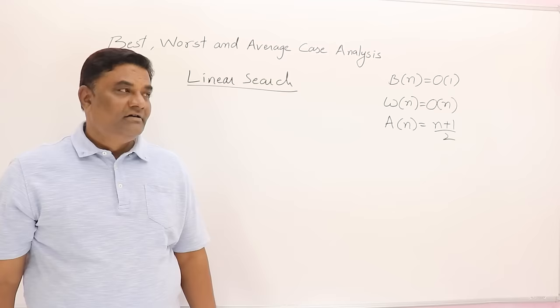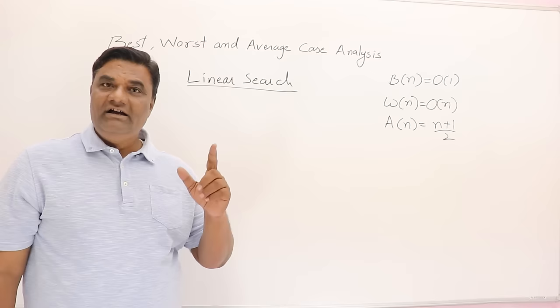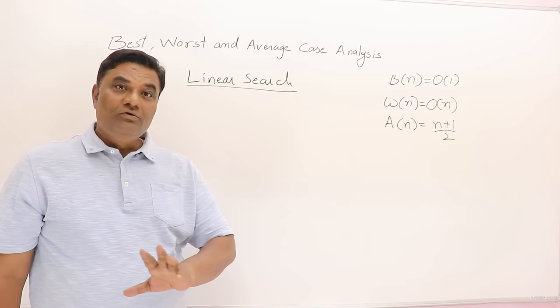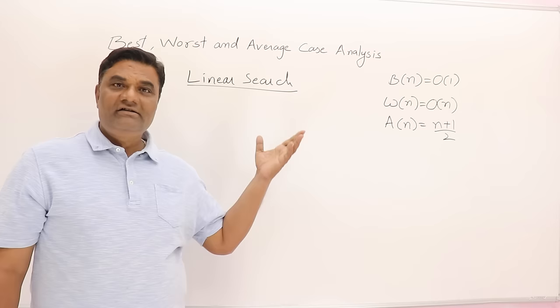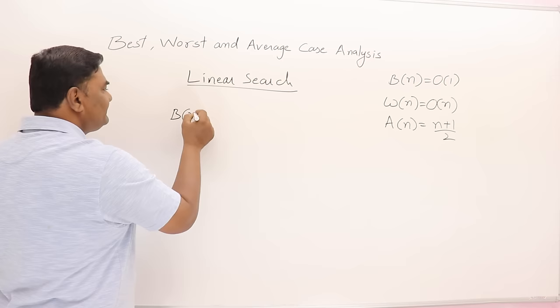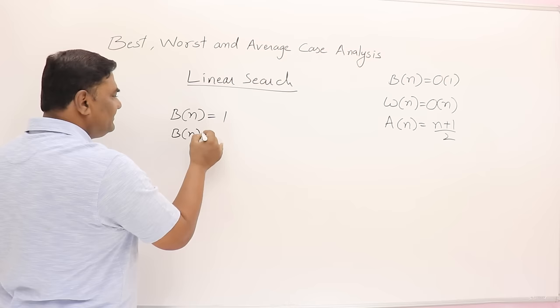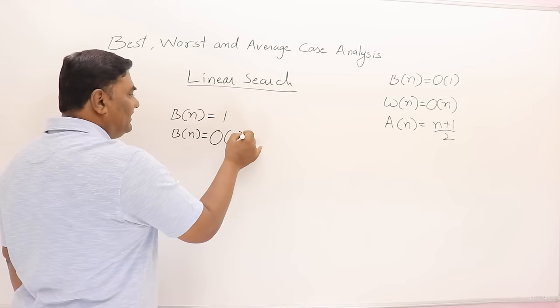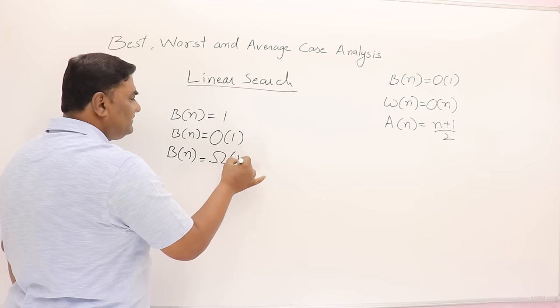Now let us apply asymptotic notations on this one. See, I have told you in one video on asymptotic notation that cases are no way related to notations. Notations are for the functions. Cases are just a type of analysis done on algorithm. Let us see how we can apply notations. I have best case time as 1. Can I write this best case as big O of 1? Yes, I can write big O of 1. Can I write it as omega of 1? Yes. Can I write it as theta of 1? Yes.